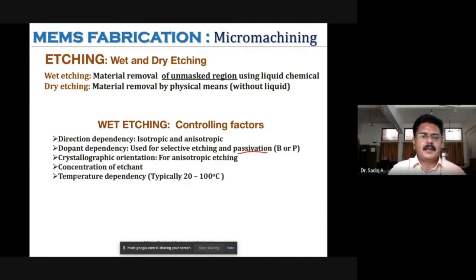Okay. Now, another factor is the concentration of the etchant. If a highly concentrated etchant is used, the etching rate can be changed. Temperature is also another factor that controls the etching process. Typically, the operating temperature will be 20 to 100 degrees Celsius. But depending on the temperature, in certain cases, the etching rate will be different. So these are the controlling factors that govern the etching rate in the wet etching process.